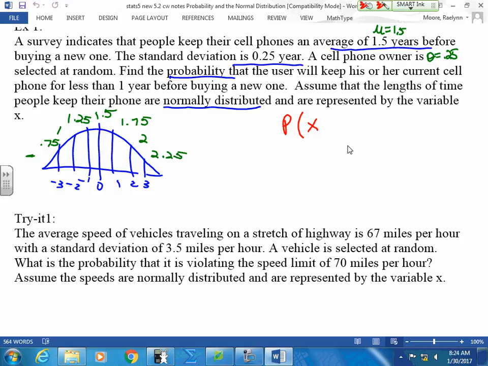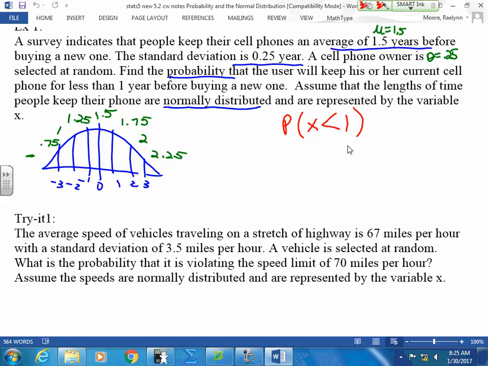Less than 1. That's all I want. Should my area be less than 50% or greater than 50%? Less than. Think of the application here. If the average person keeps it 1.5, this person's going to keep it less than 1. Kind of unusual that they didn't reach the average yet, right?